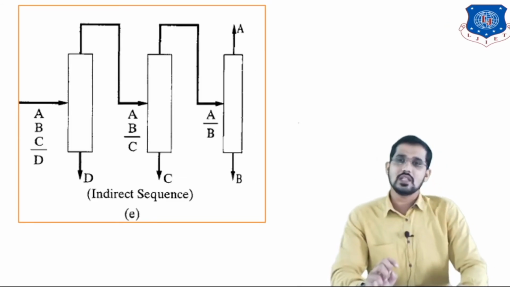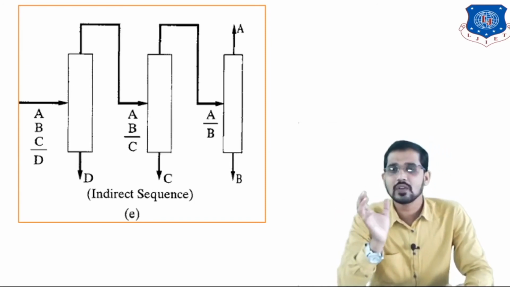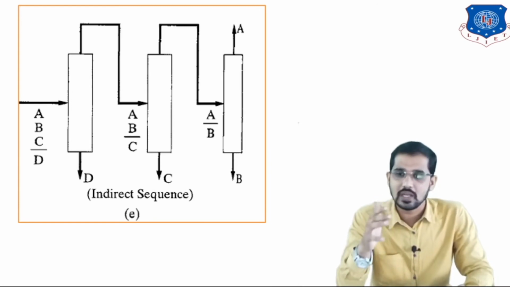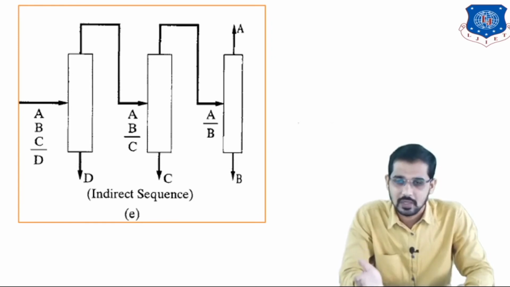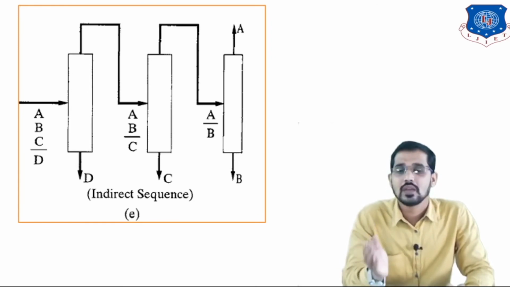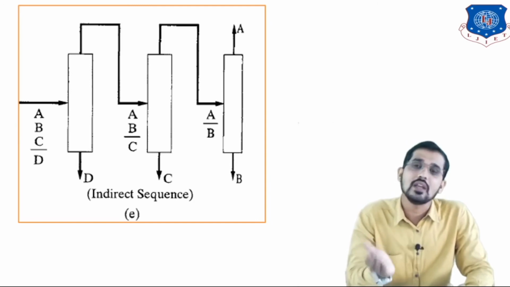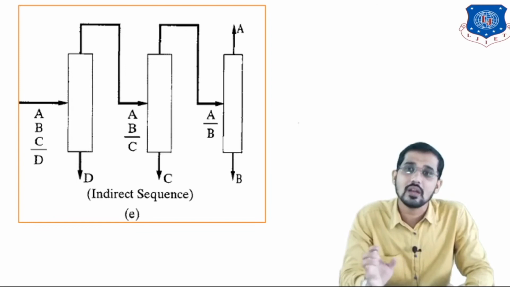Now the last sequence is the indirect sequence. So what is the difference between the direct sequence and the indirect sequence? In the direct sequence we are separating the most volatile component in the initial stages. I am repeating, in direct sequences we are separating the most volatile component in the initial stages, but in indirect sequences we are separating the most difficult component in the early stages.